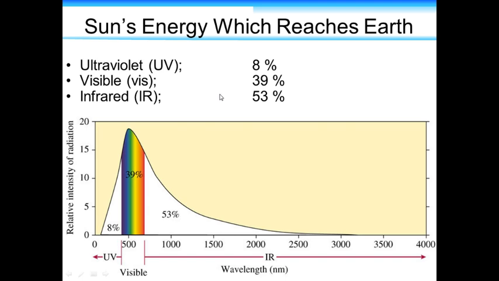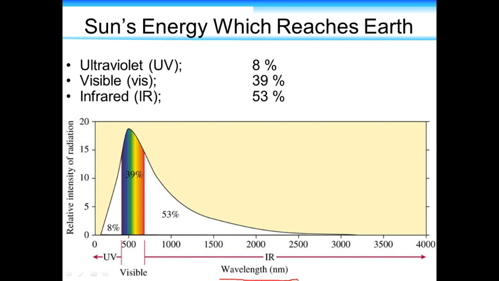Now, as far as what type of light in the electromagnetic spectrum reaches Earth, a little bit is ultraviolet. A fair amount is visible light. And the remainder of the light, or the majority I should say, is infrared, the infrared portion of the electromagnetic spectrum, which is slightly less energy, longer wavelengths.